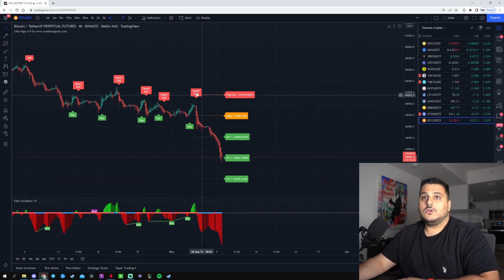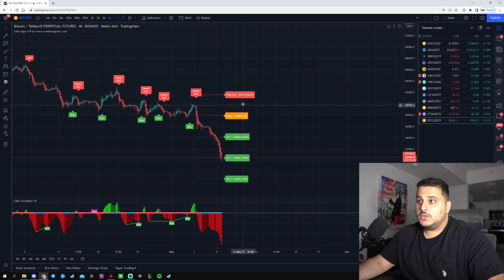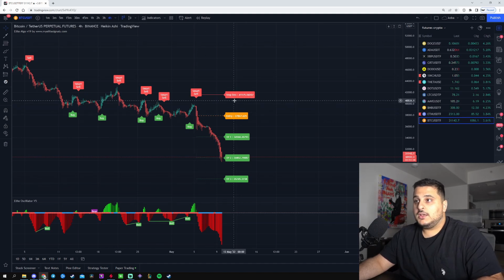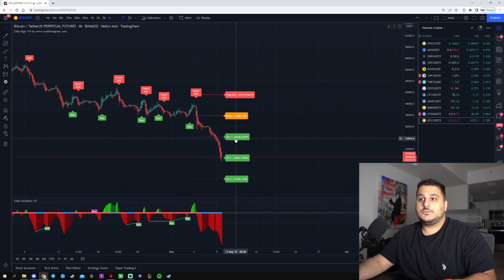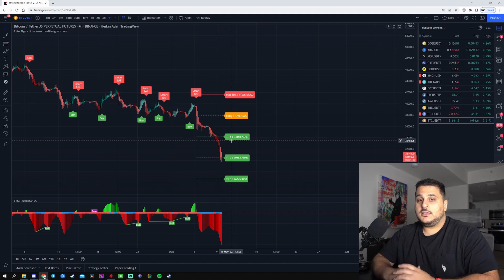Extremely simple. So we're looking at Bitcoin right now, for example. Our stop loss for this last trade was at 41,575, and our first take profit was at 34,160. So you guys can kind of understand exactly how to use that.